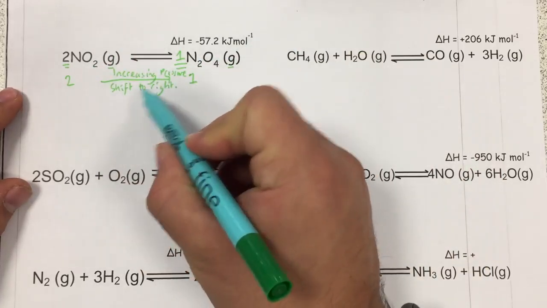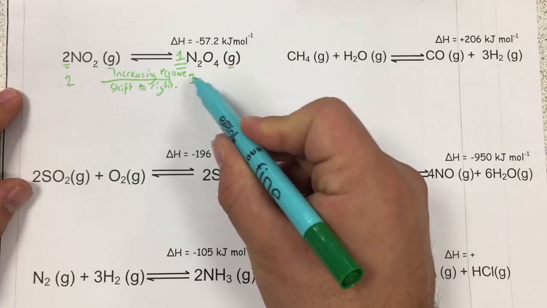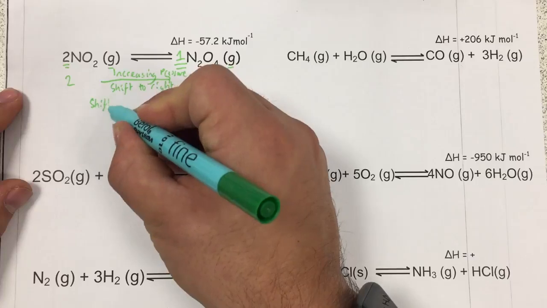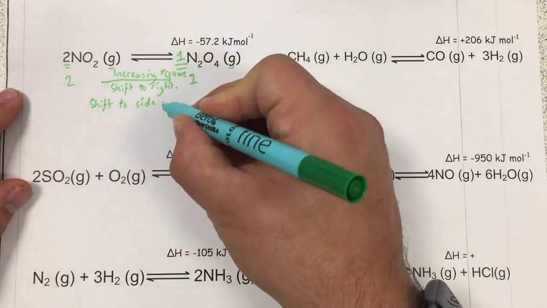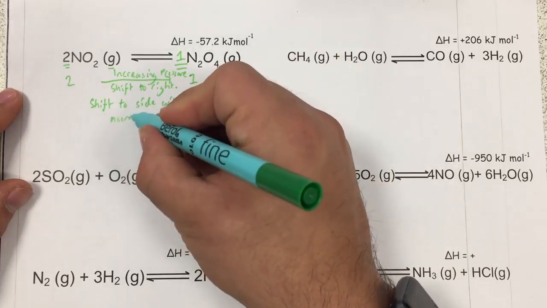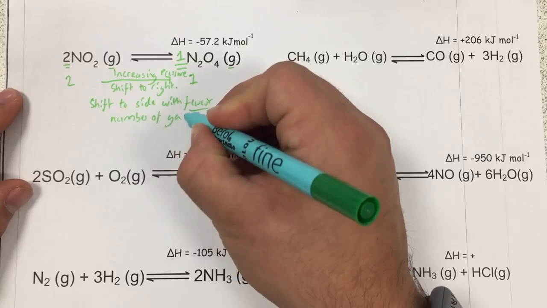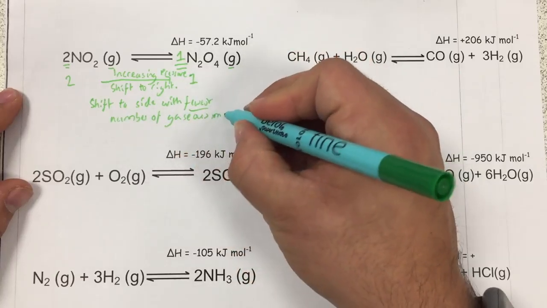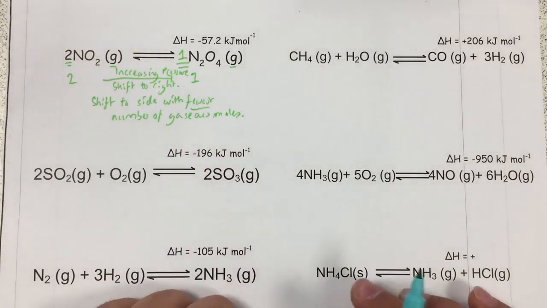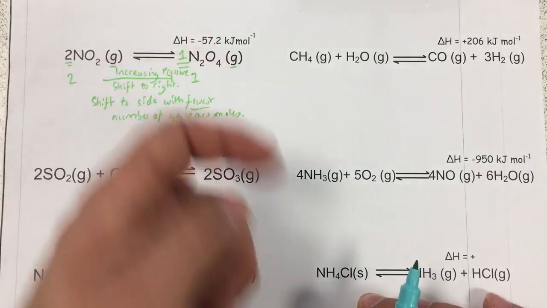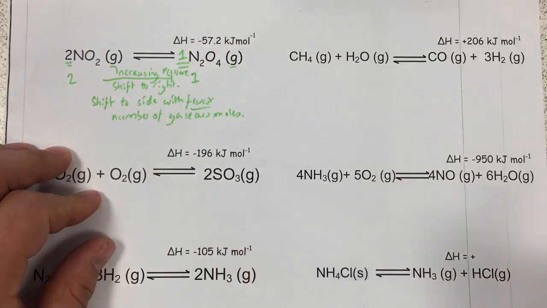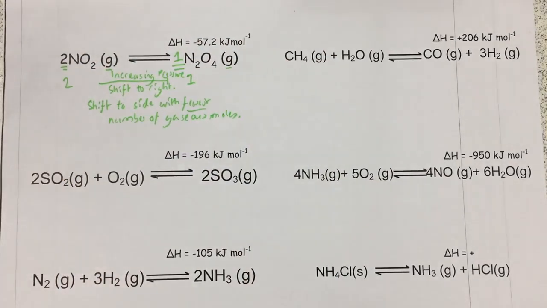So whenever you increase the pressure, it will always shift to the side with the fewest or smallest number of gaseous, as in gas, moles. Okay, so you're always just looking at the big number at the front to see which direction it shifts. So if we increase the pressure, it will go to the side of the smallest number. If I decrease the pressure, it would do the opposite, and it would go to the left, to the side with a greater number of moles. So that's how we deal with pressure.